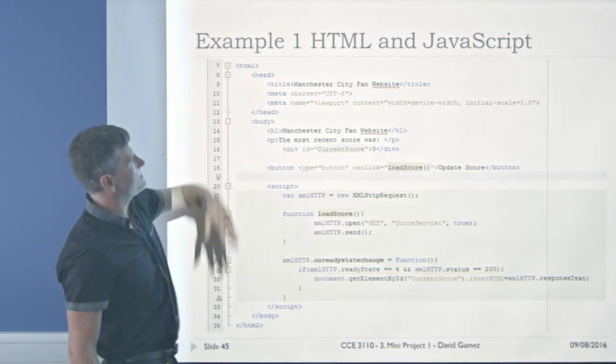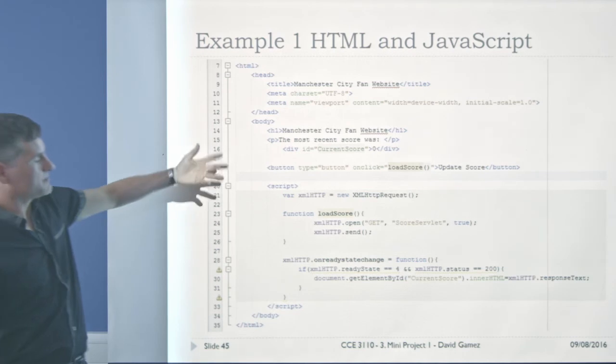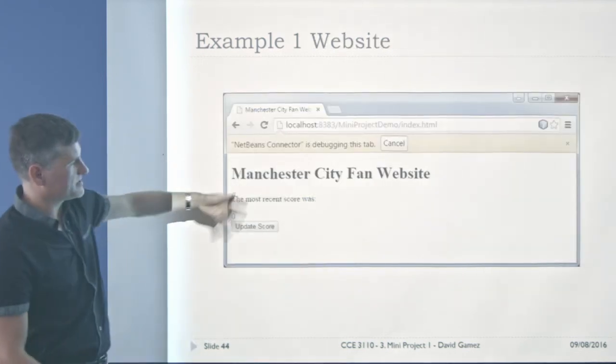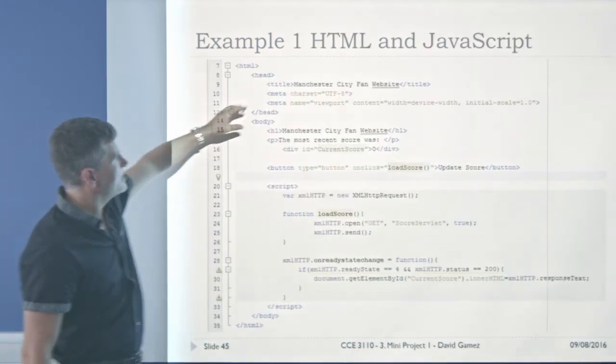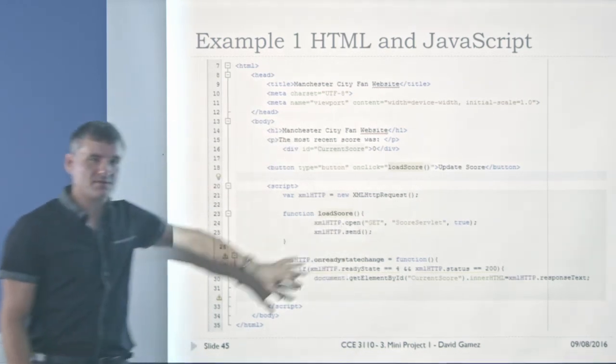So this would be the sort of HTML and JavaScript combination that's essentially displaying what we're seeing there. It's a very simple bit of HTML, and then we've got a little bit of JavaScript that sends the Ajax request to the servlet.